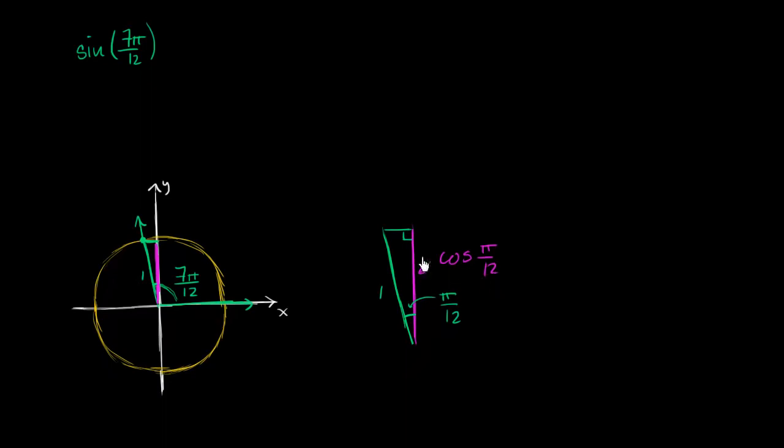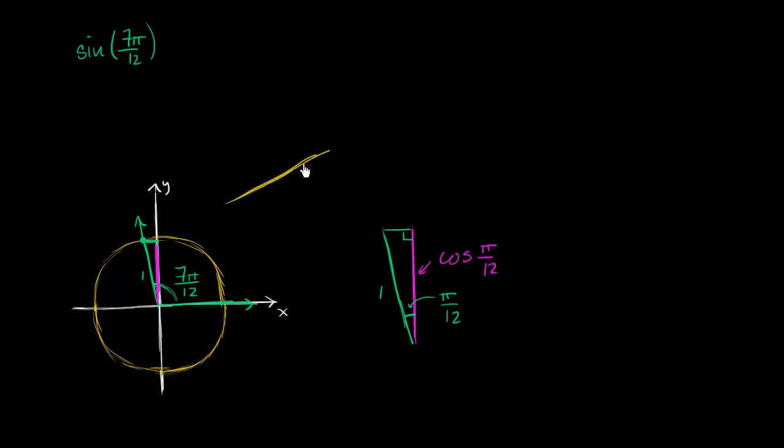So instead of thinking about it this way, let's see if we can decompose this angle into some angles for which we do know the sine and cosine. And what angles are those? Well, those are the angles in special right triangles. So, for example, we are very familiar with 30, 60, 90 triangles.